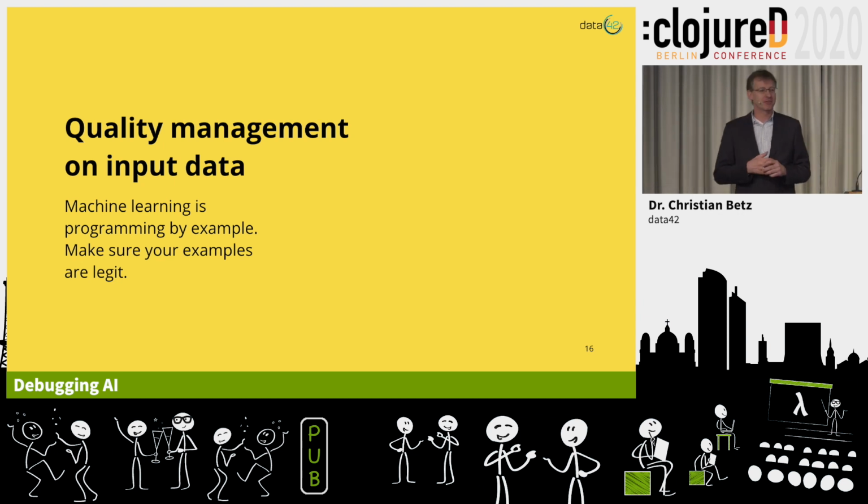That should be rather obvious also. You have to have quality management on your input data. As your input data now is your problem, is your program, is what constitutes your system in the end. You have to apply the same techniques you're using for your code. You have to version control it, you have to maintain its quality, you have to make sure what comes in, what stays out, stuff like that.